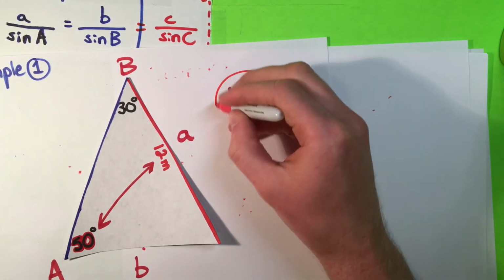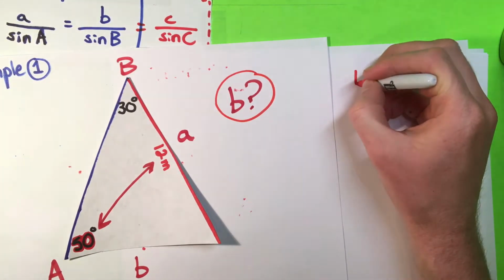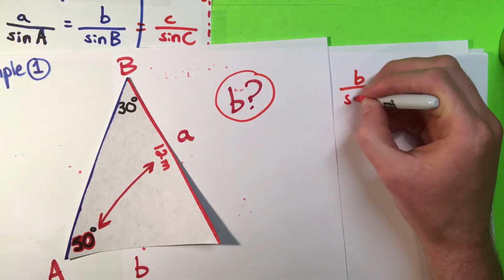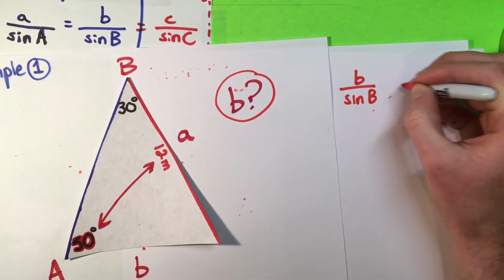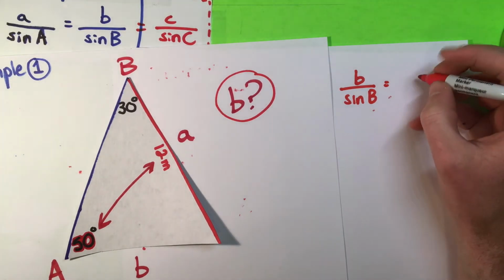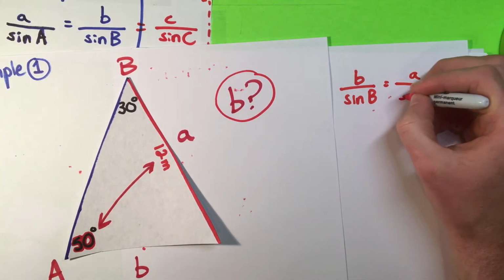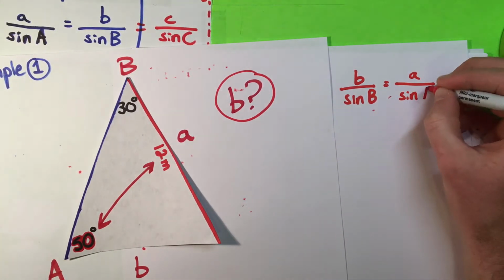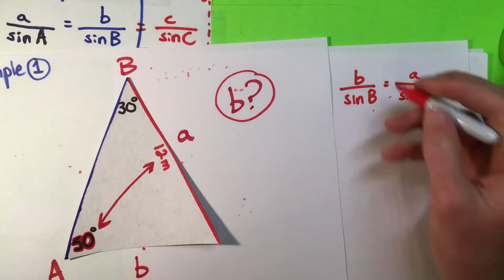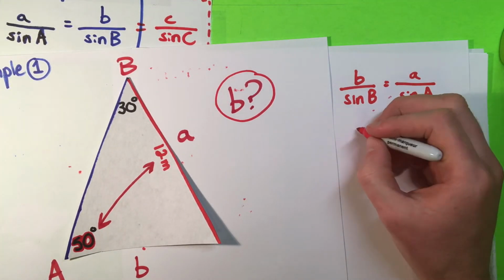So we know sine law is a over sine A equals b over sine B. It doesn't really matter what order you put the letters in. So here I wrote b over sine B equals a over sine A. It's okay if it's switched like that. It still works. You just need the b to be on the same side as the B and the a to be on the same side as the A.